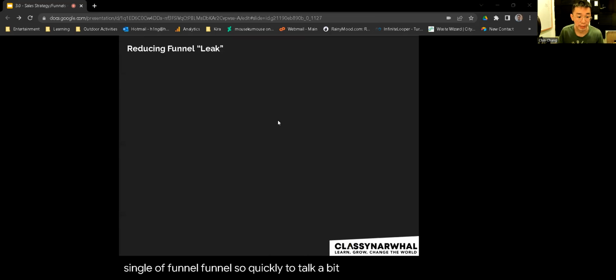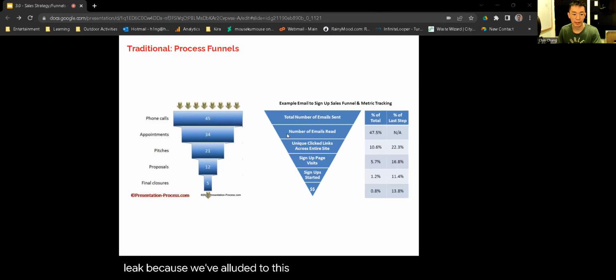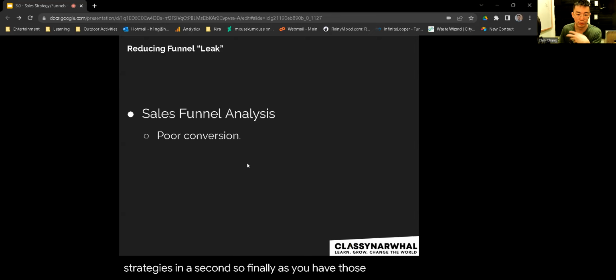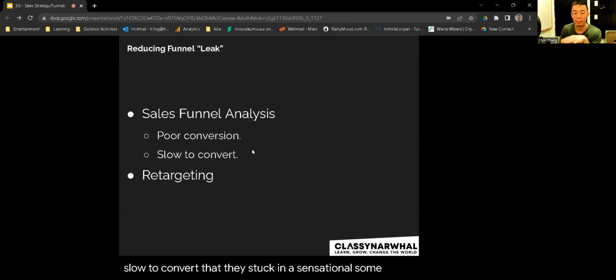So, quickly, let me talk a bit about funnel leak, because we've alluded to this, and then I'll go into the strategies in a second. Funnel leak: as you have those funnels and identify them, I talked a bit about poor conversion, or people dropping off. And the second one is slow to convert, where they're stuck in a certain stage for some amount of time.